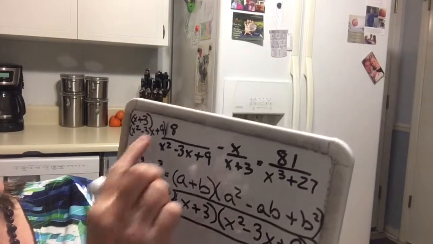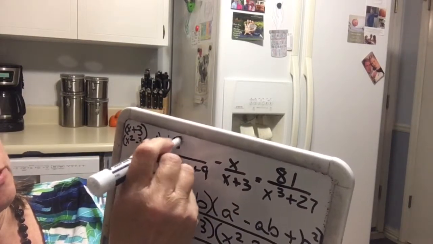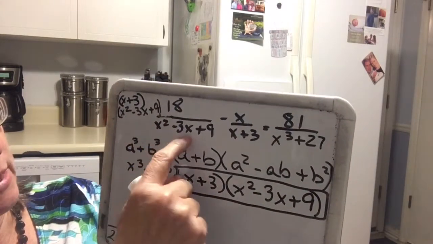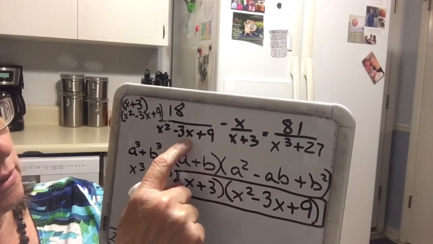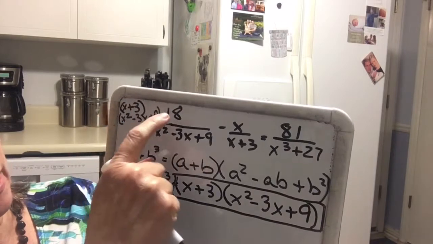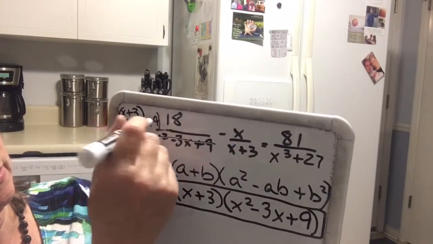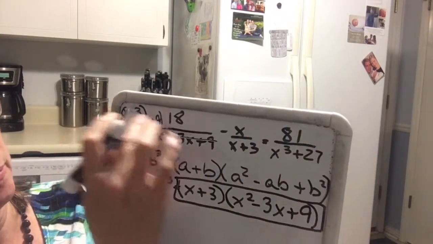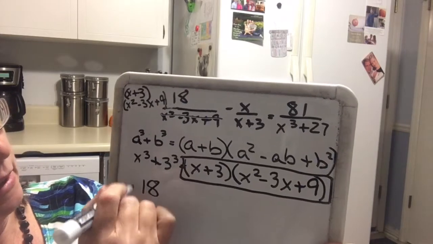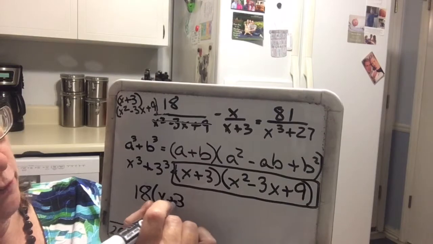Okay, so there we go. There's my 18. I didn't want to lose it. So now this one and this one are going to cancel. And I'm going to be left with x plus 3 times the 18. So this one cancels this one right here. But this one's going to go all the way across. So I'm not going to cancel it right now. And then 18 times x plus 3. So that's our first term.